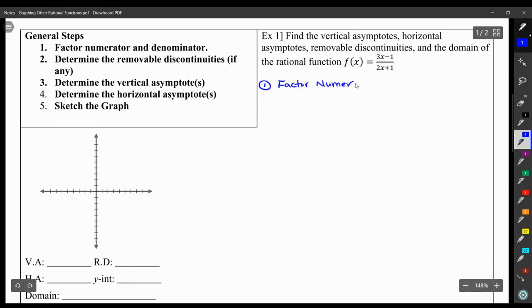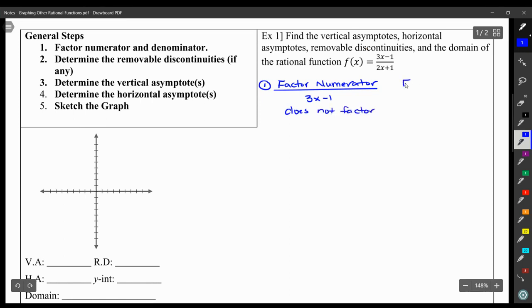Well, our numerator is 3x minus 1. Well, I can't factor that any further. 3x and negative 1 do not have a GCF. I don't have difference of squares. There isn't a B and C that I can do factoring by grouping. So this guy does not factor, and that's fine. Not everything's going to factor.